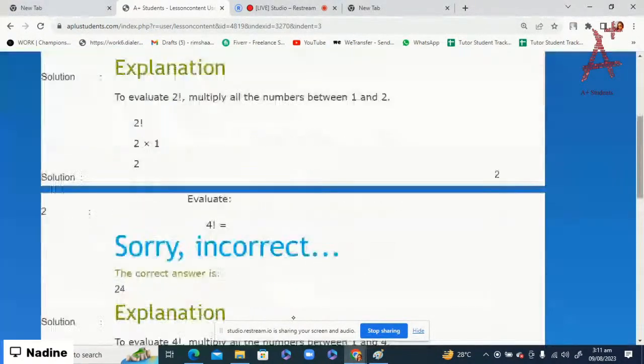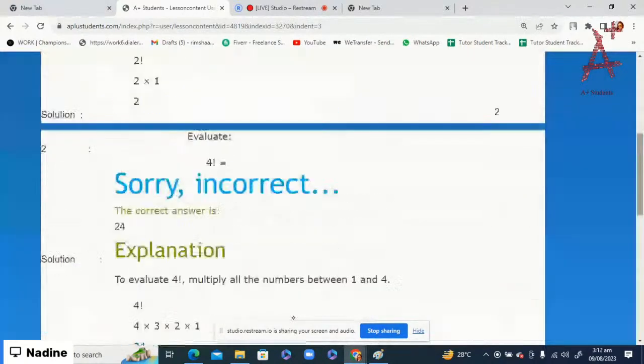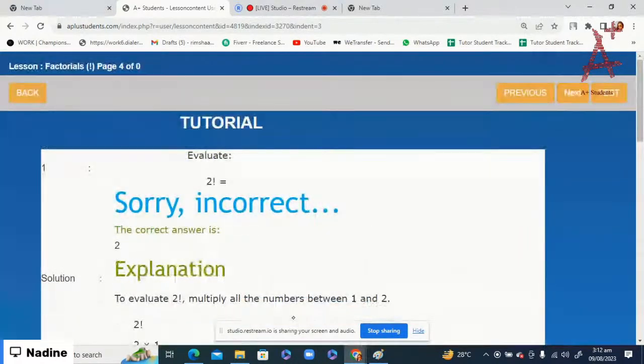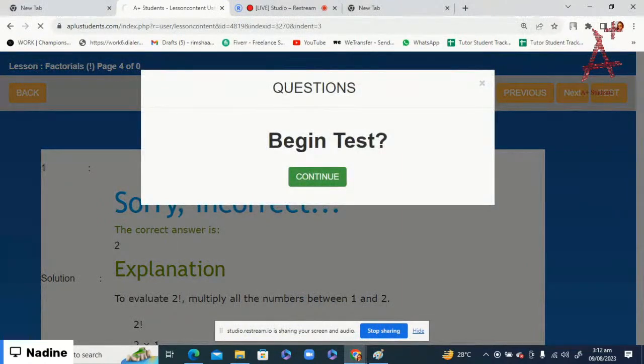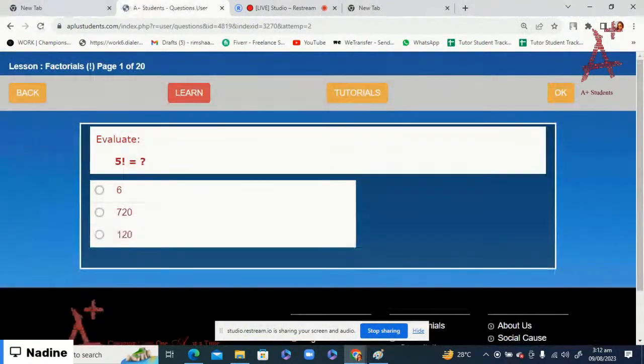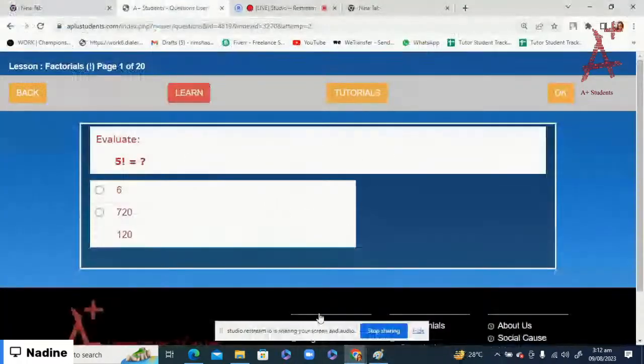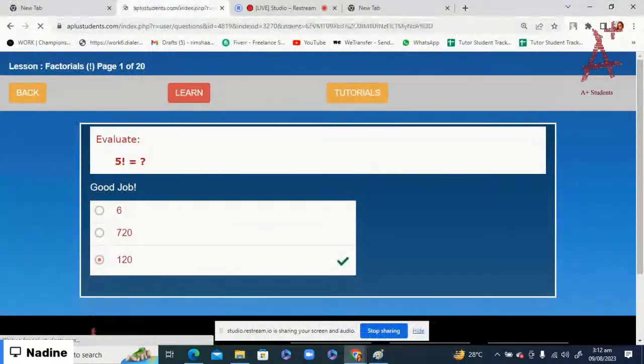Okay, so here is the same 2 factorial, here is 4 factorial already done, 3 factorial already done. Let's move to the test. Okay, here is again 5 factorial. So what's the answer for 5 factorial? Let's check. Yeah, we already did this here. The answer is 120. Is there any option for 120? Yes. Click this option, then check. Yeah, this question is right.